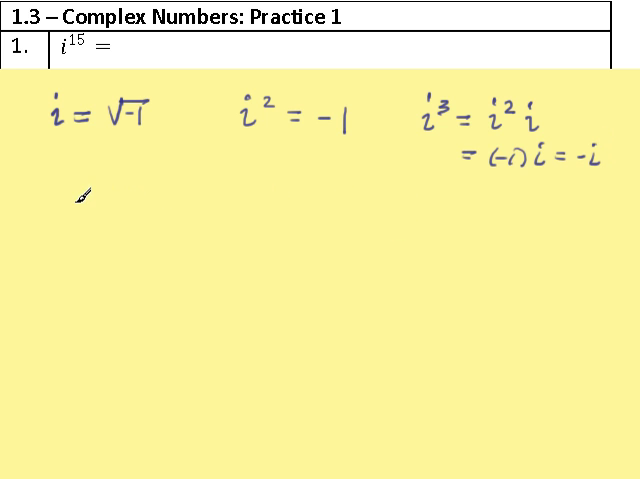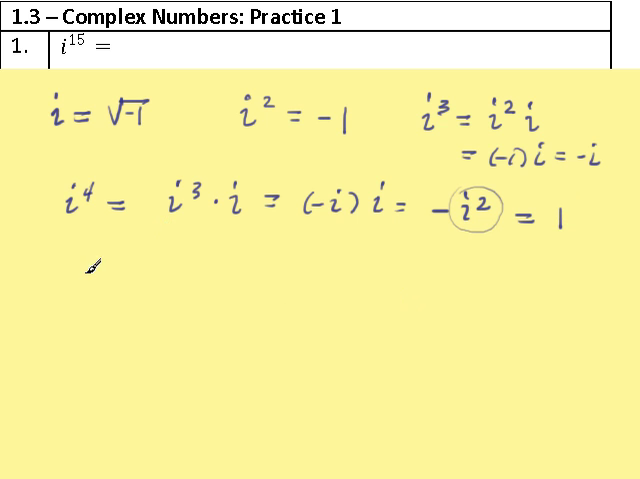And finally, let's just do i to the fourth. i to the fourth is i cubed times i. Okay, i cubed is minus i, times i. So that would be minus i squared. And remember that i squared is minus 1. So this comes out to plus 1.